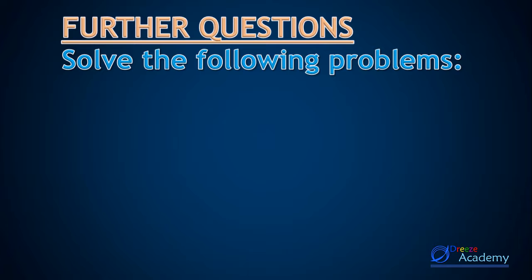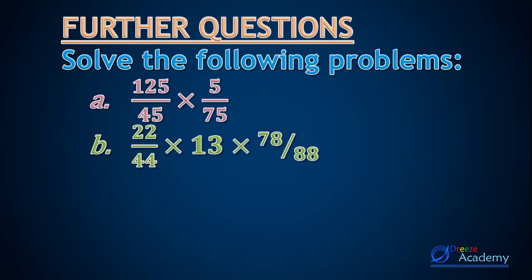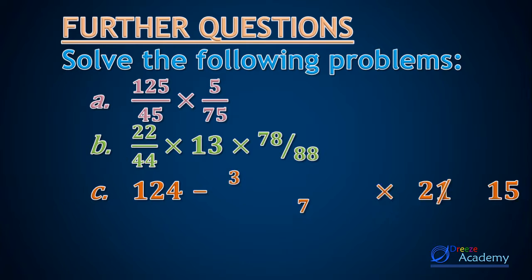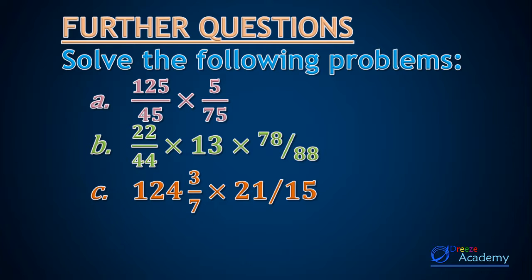Now it's time for you to solve the following problems on your own. A. 125 over 45 times 5 over 75. B. 22 over 44 times 13 times 78 over 88.